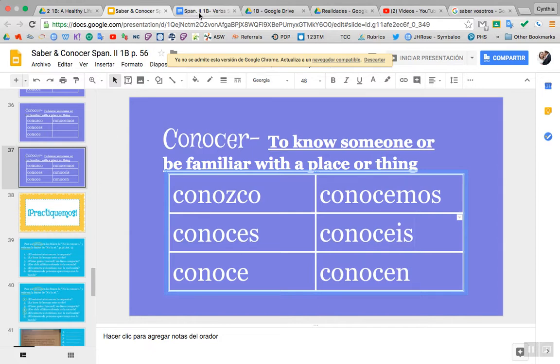All right, go ahead and write those down. Take note of the fact that the yo form of conocer is also irregular as opposed to regular ER verbs. And we have a lovely Z thrown in there. Okay?